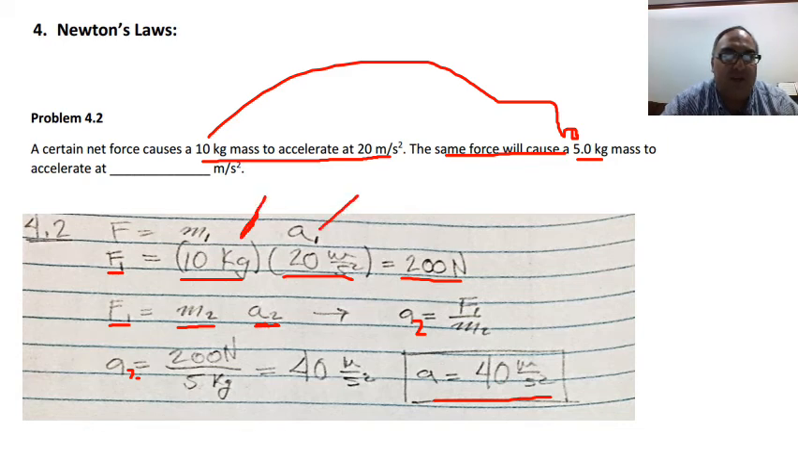And when you reduce the mass in half, well, you need to compensate, so you double the 20 and you'll end up with 40. So let's go to the next one.